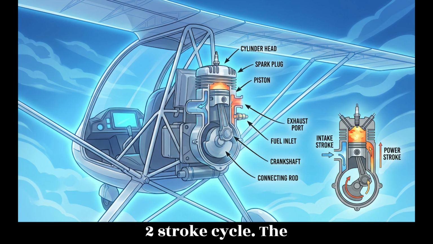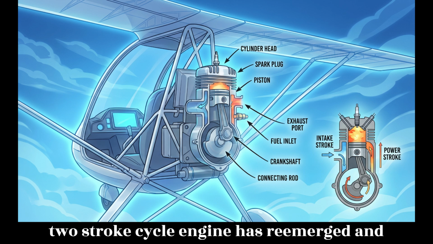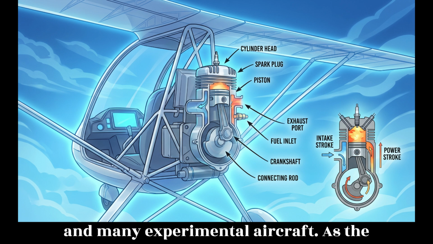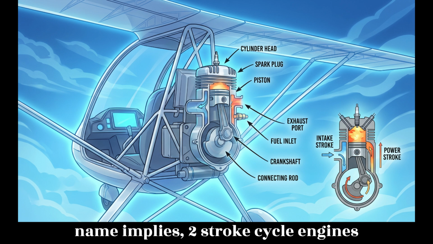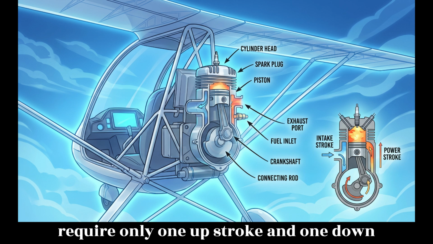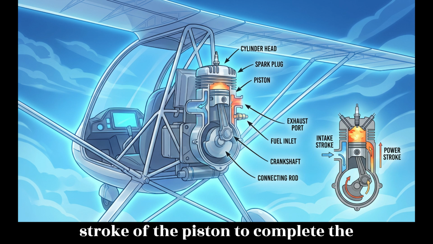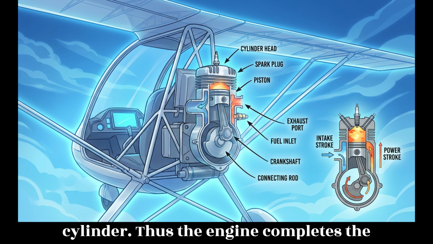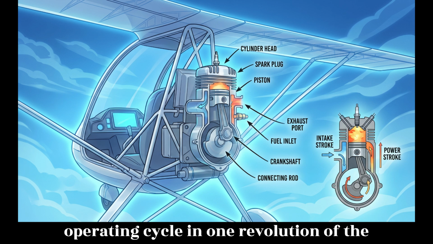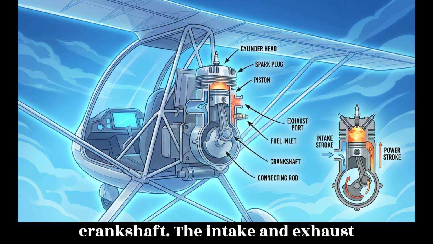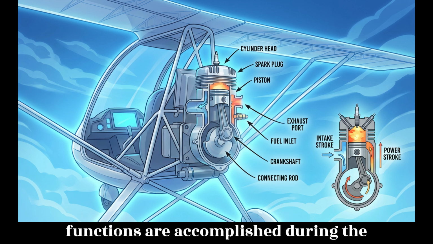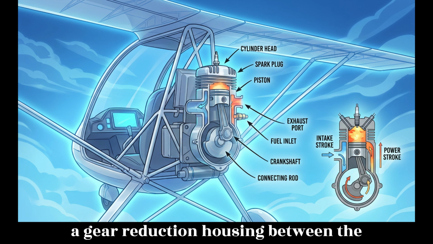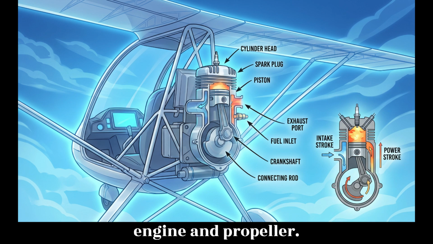Two-stroke cycle. The two-stroke cycle engine has re-emerged and is being used in ultralight, light sport, and many experimental aircraft. As the name implies, two-stroke cycle engines require only one upstroke and one downstroke of the piston to complete the required series of events in the cylinder. Thus, the engine completes the operating cycle in one revolution of the crankshaft. The intake and exhaust functions are accomplished during the same stroke. These engines can be either air or water-cooled and generally require a gear reduction housing between the engine and propeller.